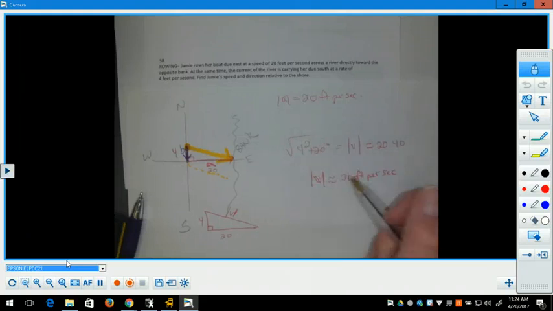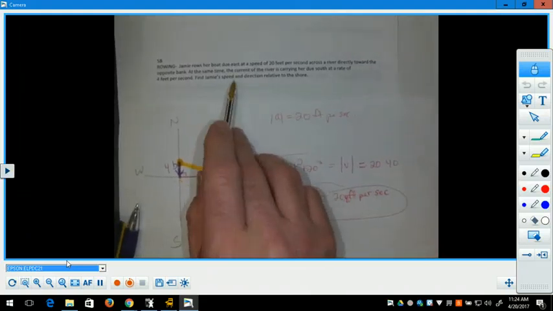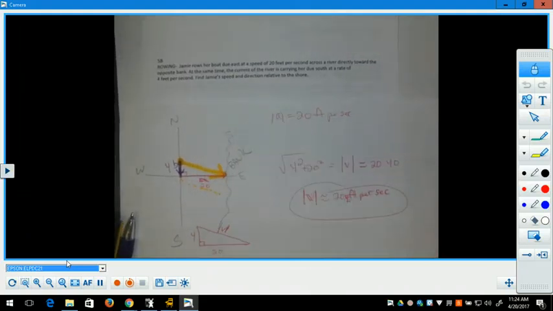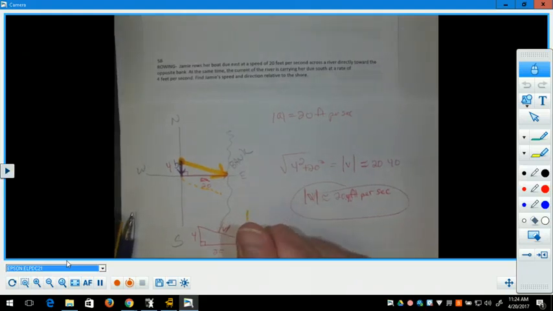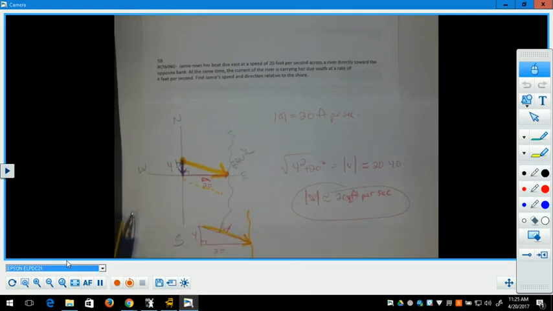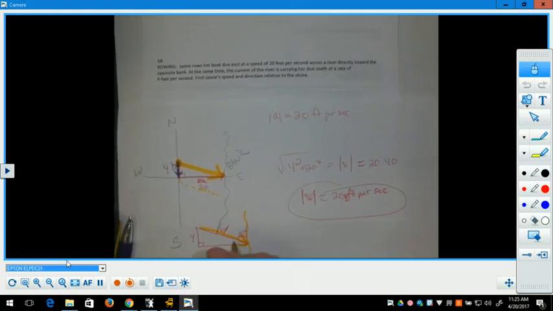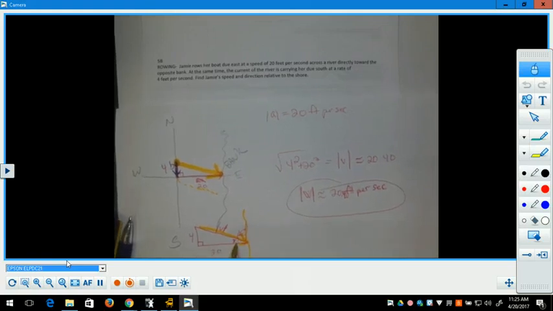Find Jamie's speed. There's her speed. And direction relative to the shore. Well, the shore is here. And here's Jamie right here. But we need it relative to the shore. So if that's the shore, then if you're standing at the shore, what's this angle right here? To find that angle, noting that these two add to 90, I first need to find this. And I can find this angle.